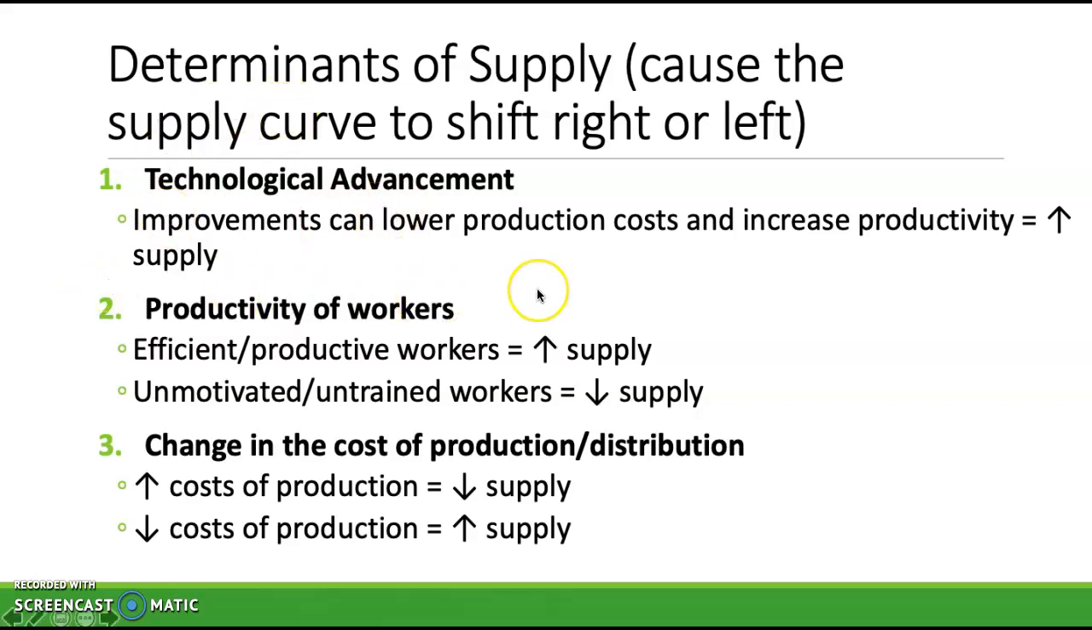Number 2, looking at productivity of workers. If a company has efficient, productive workers, trained workers in other words, then they tend to have a higher overall supply. And then the opposite is also true.